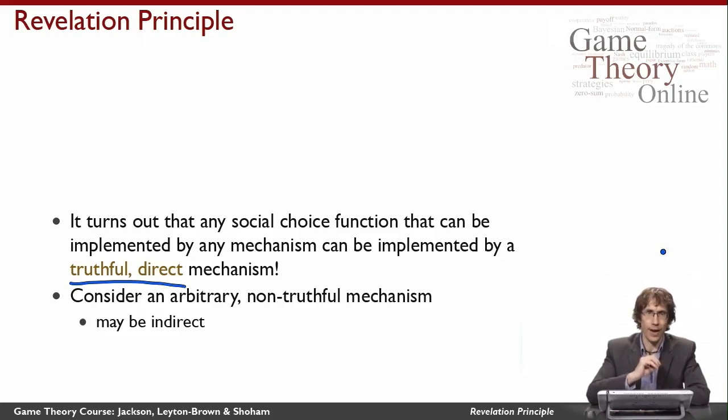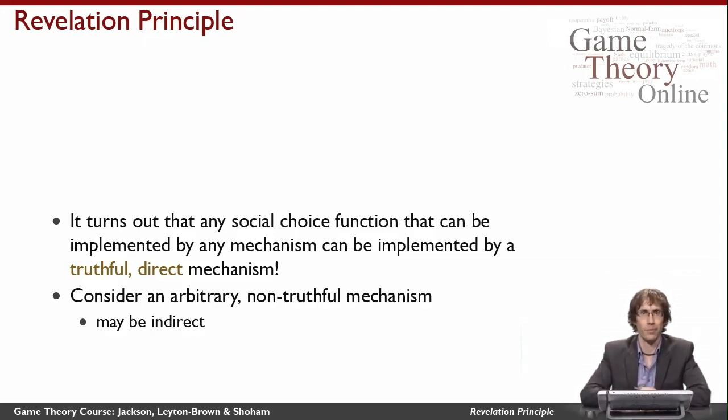In contrast, a direct mechanism is a simultaneous move Bayesian game. So it's kind of like the Bayesian version of a normal form game. Now, a direct mechanism is truthful if the equilibrium strategy for every agent, when they have to write something down on that piece of paper, is just to write down all of their private information, so simply to declare what their type is.